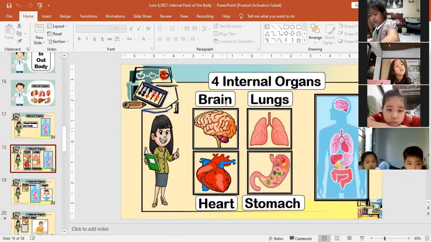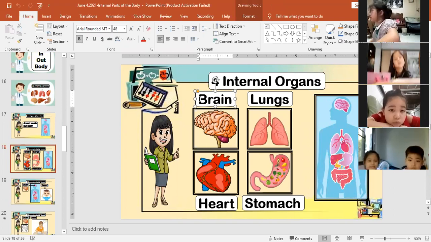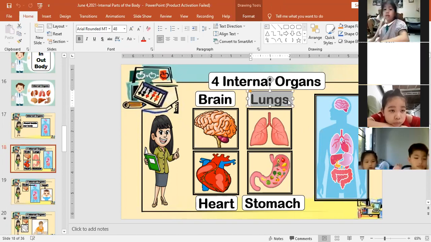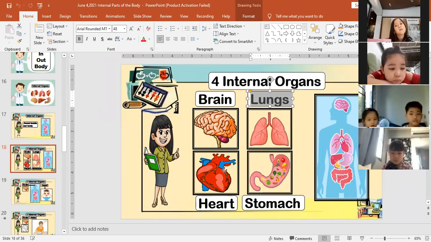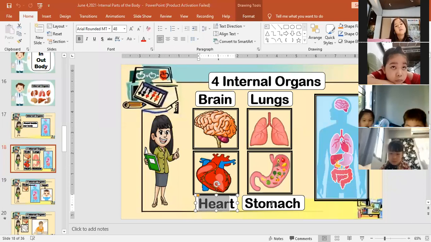First, we have brain. Everybody, let's read. Brain. Another one, we have lungs. Everybody read lungs. Another one is heart. Again, heart. This one is stomach. Stomach.